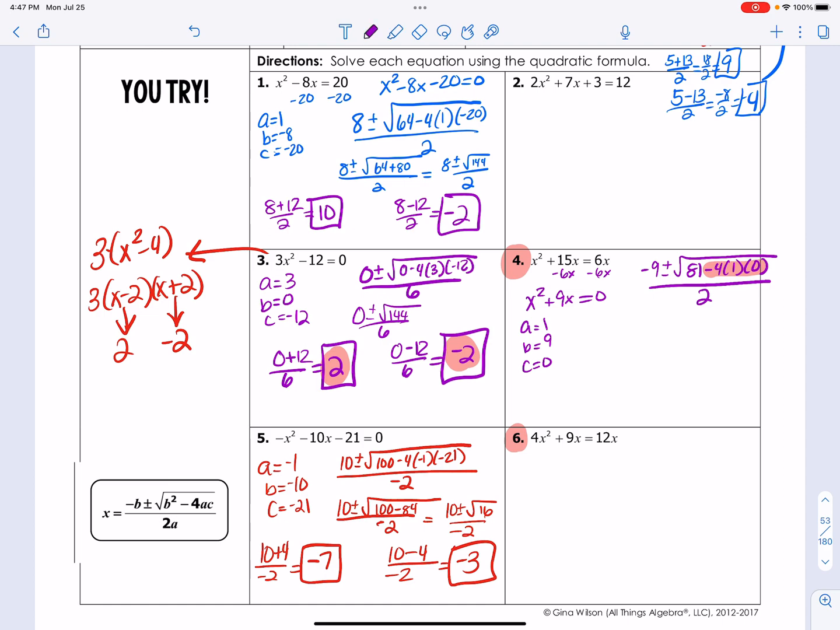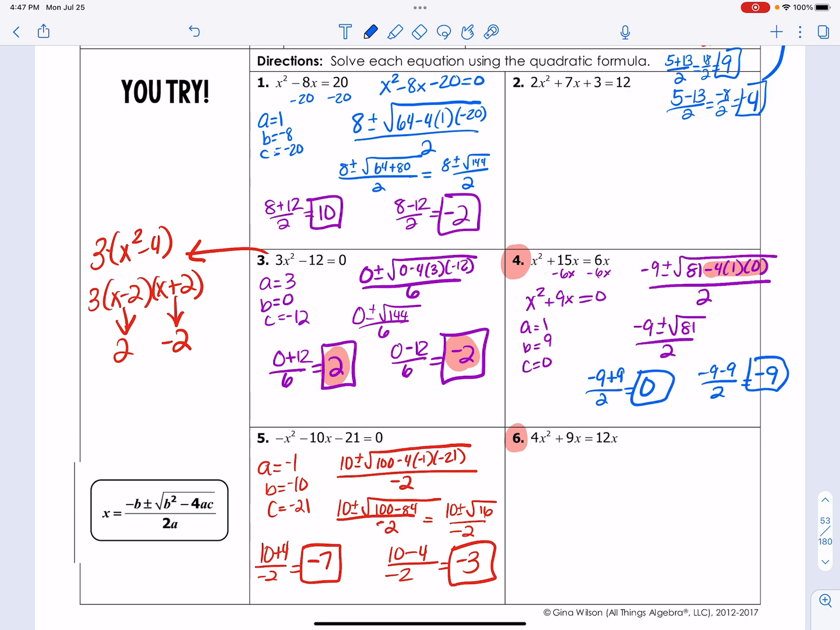So then wouldn't this just be negative 9 plus or minus the square root of 81 over 2? And that's always going to give you 2. The square root of 81 is 9, so negative 9 plus 9 over 2. So that would be 0 over 2, which is 0. And negative 9 minus 9 over 2, which is negative 18 over 2, is negative 9. So those are my 2 answers.